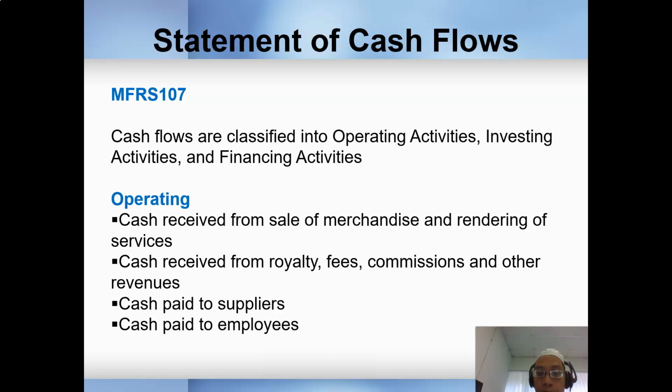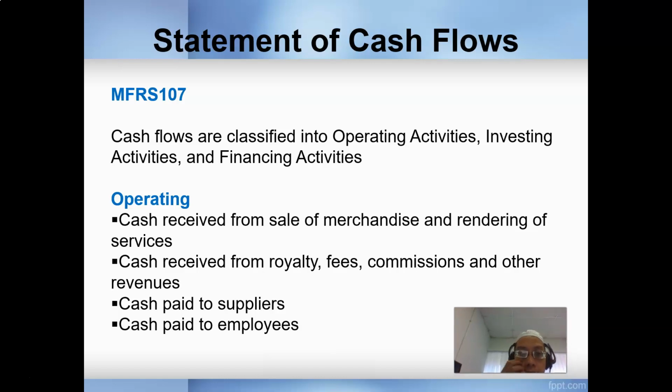Okay, the third statement that we are discussing is the statement of cash flows. According to MFRS 107, cash flows are classified into operating activities, investing activities, and financing activities. The cash flow statement will show the cash inflows and outflows according to the three main types of activities: the operating activities, investing activities, and financing activities.